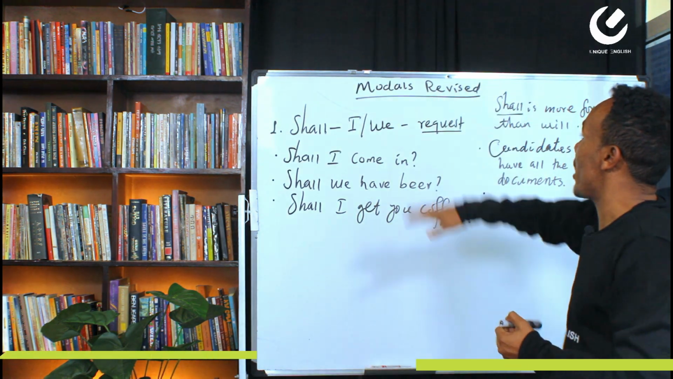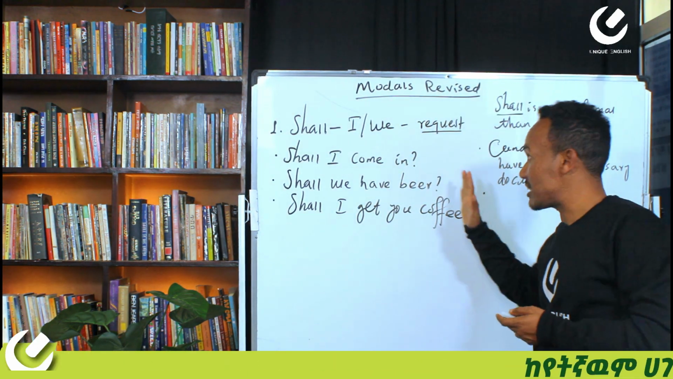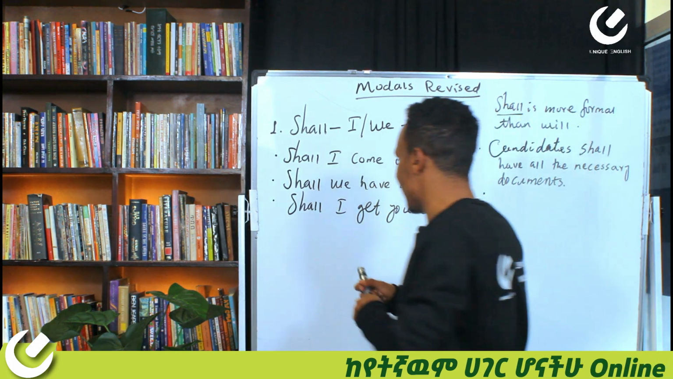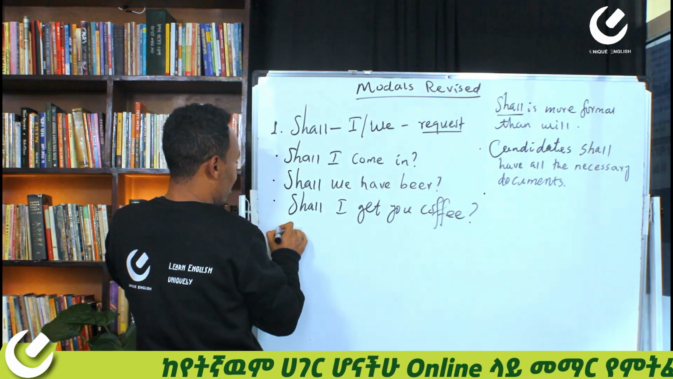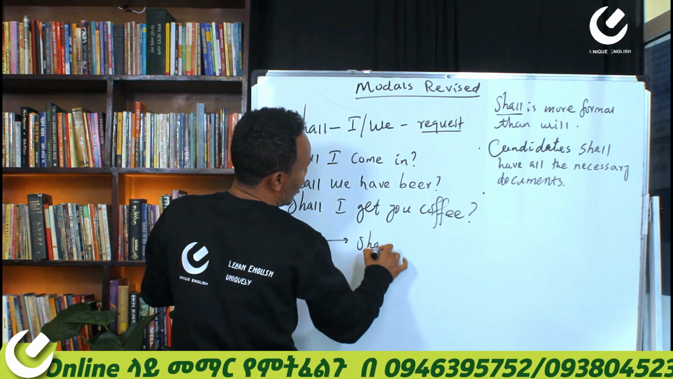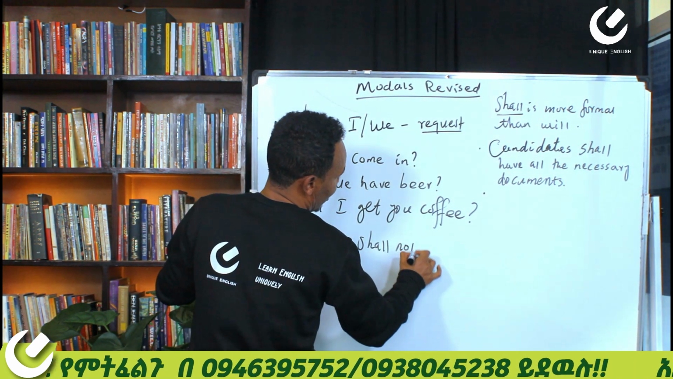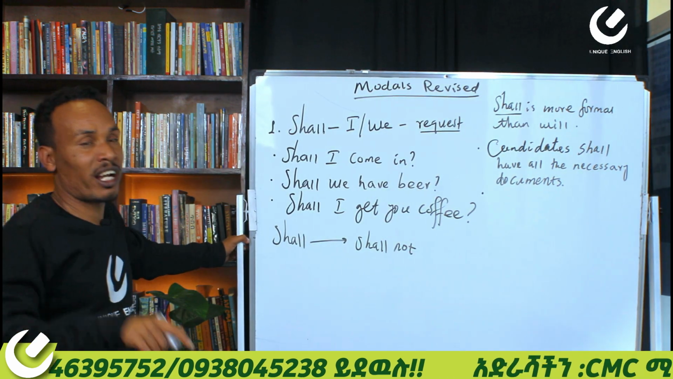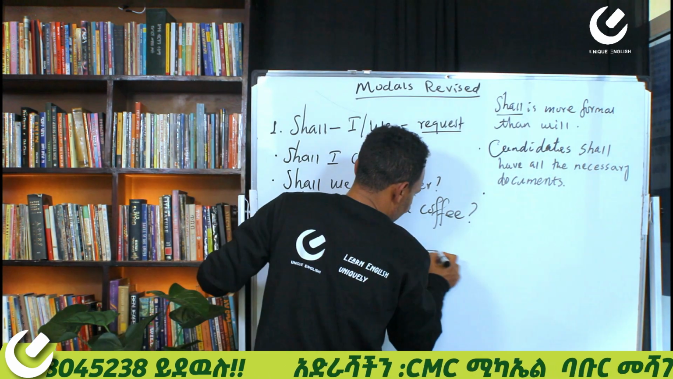Once we understand this, what is the negative form of shall? Shall not. And what is the contracted form of shall not? Shan't.